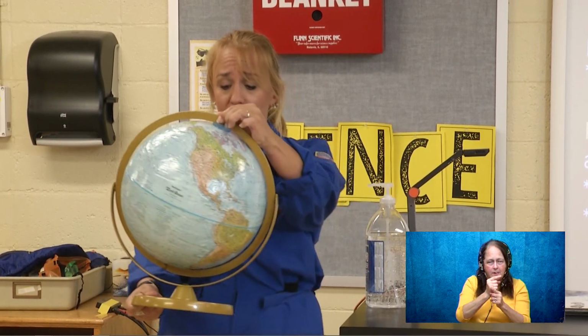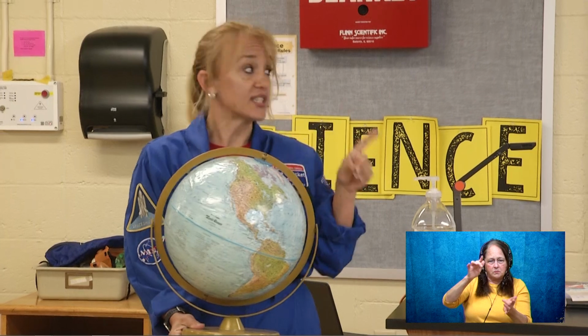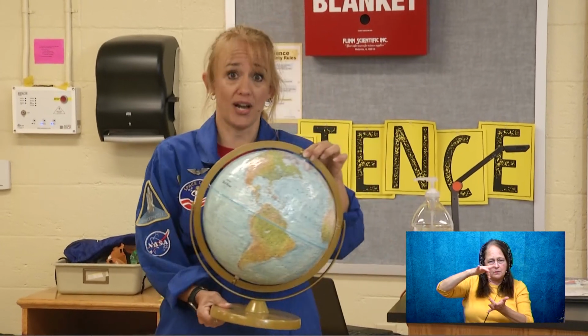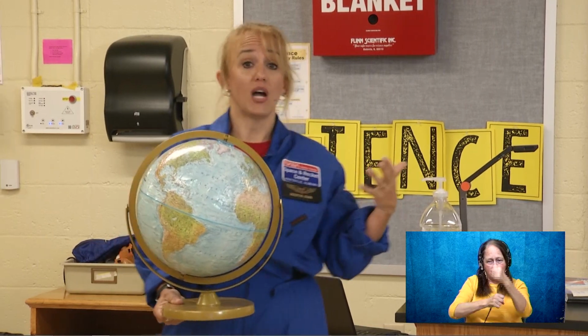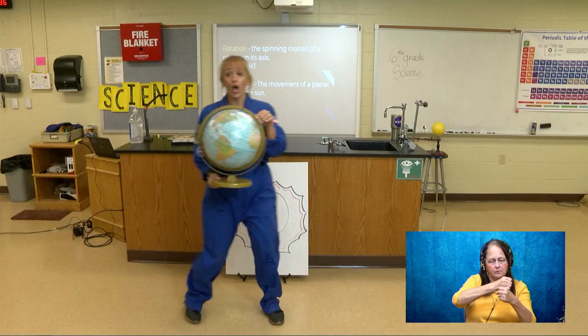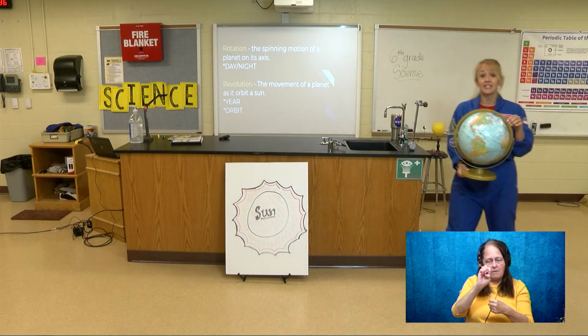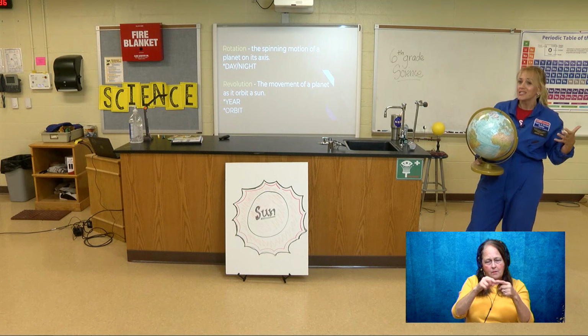And the first thing we need to pay attention to is the tilt of the axis, because this is going to matter. So we just established the fact that rotation is spinning on its axis, revolution is around the sun, rotation causes the day and night phenomena, and revolution causes a year. The amount of time it takes for the Earth to revolve around the sun is about 365 days.